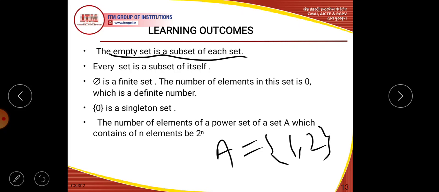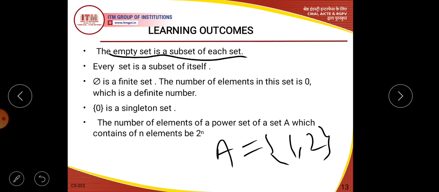Now the next one: {0} is a singleton set. A singleton set is a set that has only one element. If a set consists of only one element, then we can say it's a singleton set. So {0} is also a singleton set.